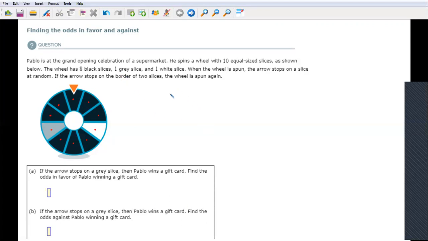So odds is a little bit different than probability. When we were doing probability, we had total outcomes on the bottom of our fraction, and on the top of our fraction was the successes. That was probability. Now with odds, it's a little bit different.